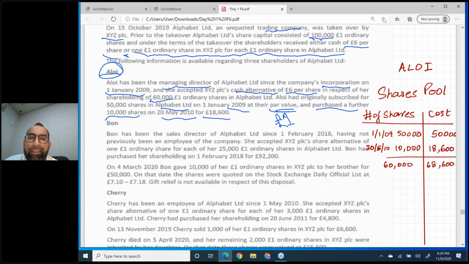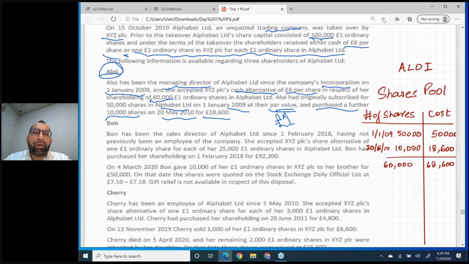So on one side, in one column, we'll add the shares, and in the other column we'll add the cost. Very simple. Tell me, what is the cost of this total 60,000 shares? The cost of this total 60,000 shares is 68,600.